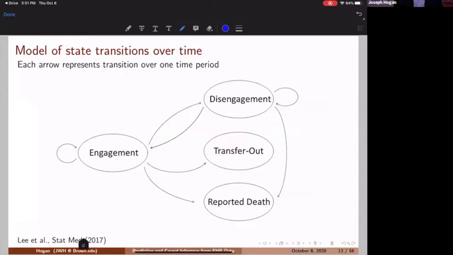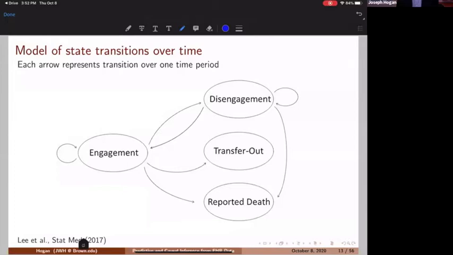So here's a model of state transitions over time that we're simplifying a bit. The one question that we tried to address, let me back up a second. Some of my colleagues said, when the HIV care cascade started to be the thing to talk about in HIV, they came to me and said, we want to model the whole cascade and look at progression through the cascade. And the deeper we got into this, the more we realized we had to try and break it into smaller pieces.